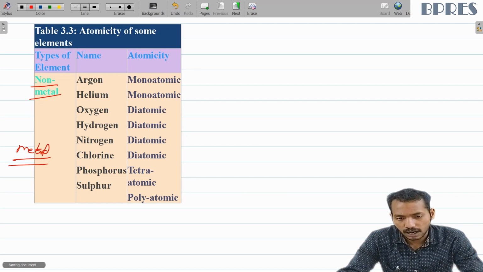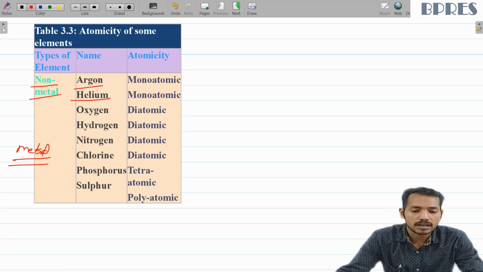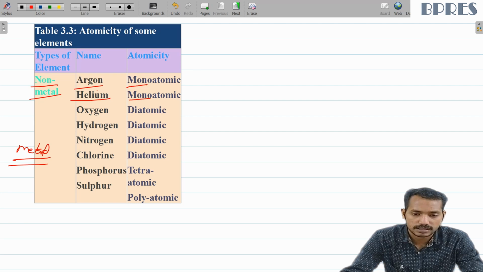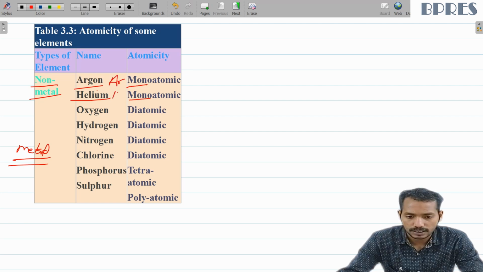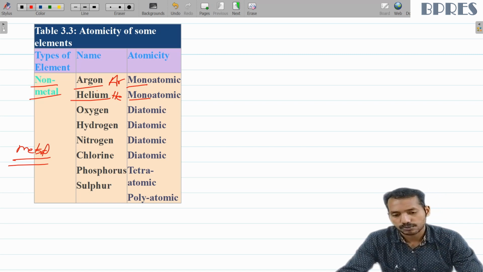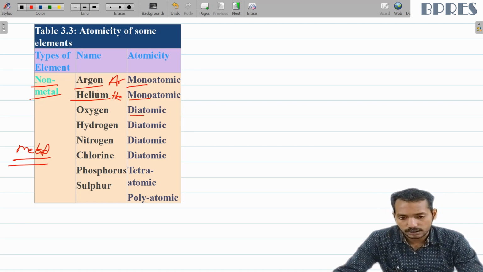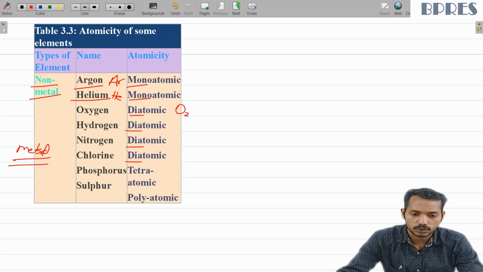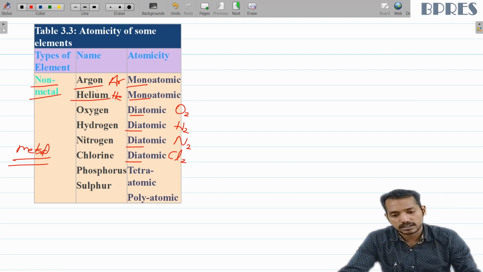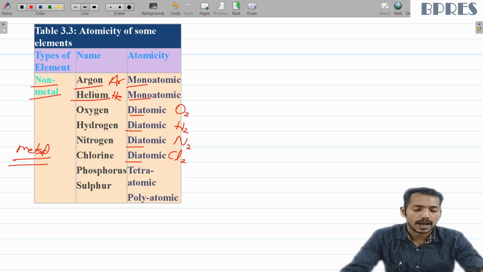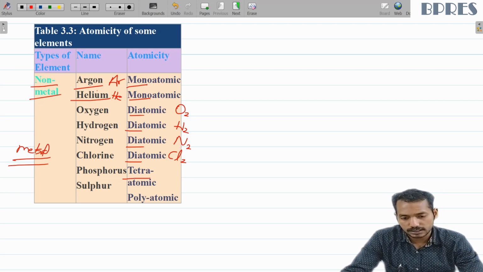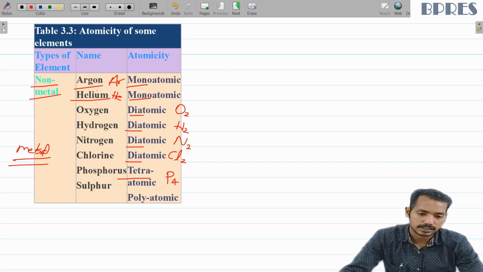In the case of non-metals like argon and helium, they are monoatomic because they exist as single atoms. Argon and helium. Clear? While oxygen, hydrogen, nitrogen as well as chlorine are diatomic because they exist as O2, hydrogen as H2, nitrogen as N2, chlorine as Cl2, a molecule of a group of 2 atoms. In the case of phosphorus, that is tetraatomic, that means 4. Phosphorus exists as a group of 4 phosphorus atoms.